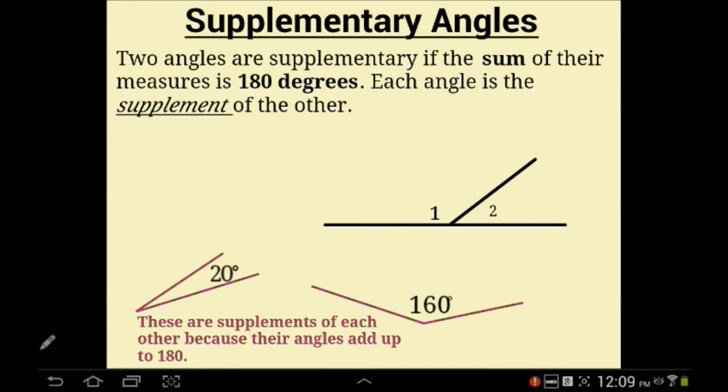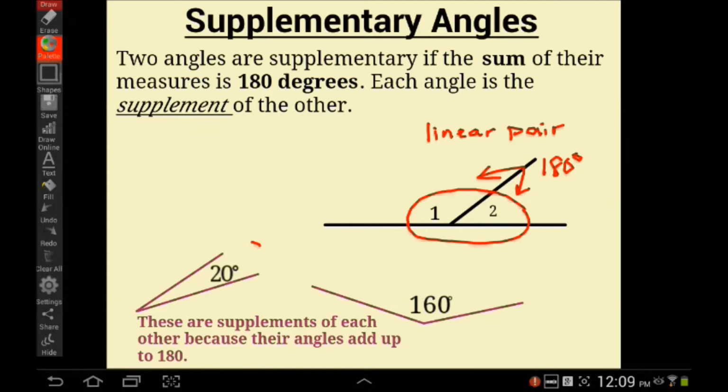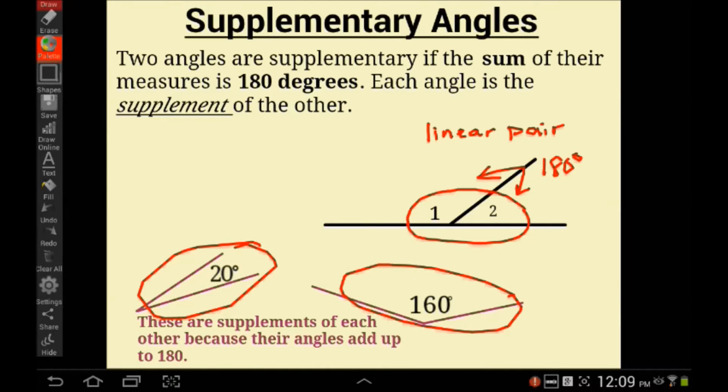Now, one thing that might be new to you are supplementary angles, and I'm going to go ahead and just read this to you. Supplementary angles are two angles where the sum of their measures is 180 degrees exactly. So usually you're going to find straight angles or supplementary angles on a line. You can call that a linear pair. Linear means a line, and pair, of course, means two. So this angle plus this angle equals 180 degrees exactly. Right here, we have a linear pair. 20 and 160 makes 180. So those are called supplementary. Supplementary angles equal 180 degrees.